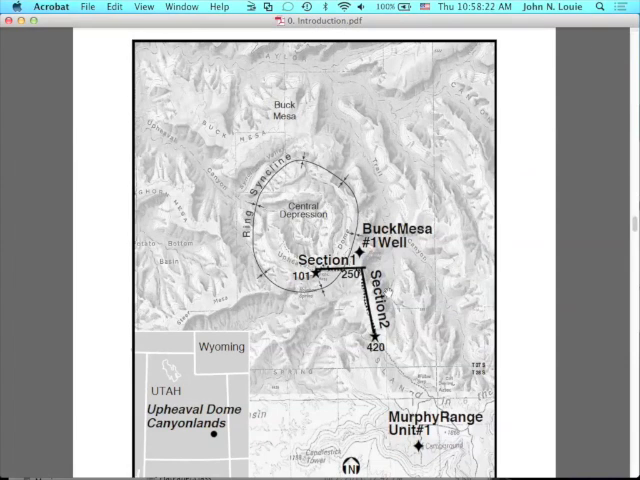Here's a map of the Upheaval Dome area in sort of northwestern Canyonlands National Park.